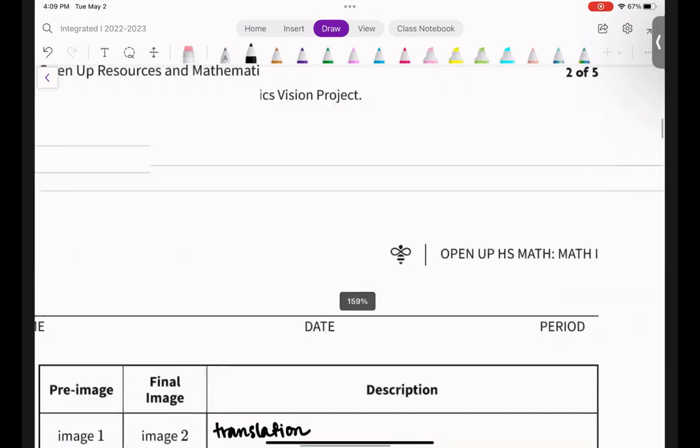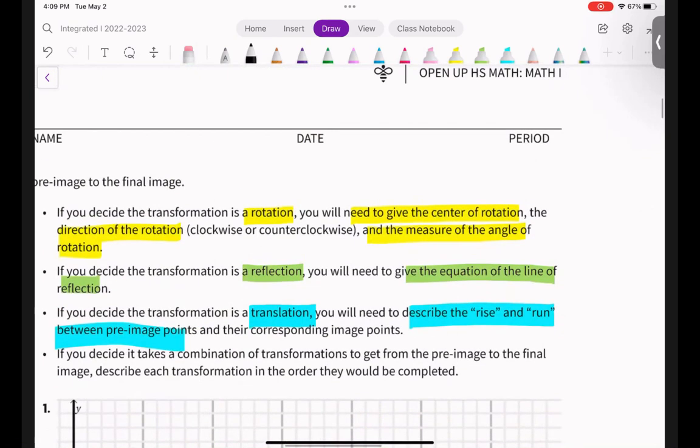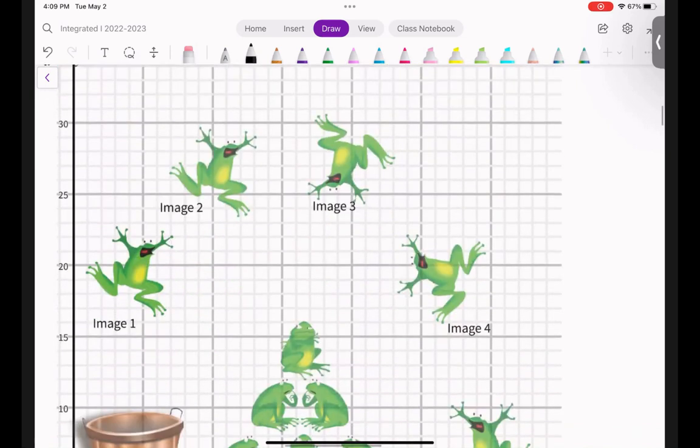Okay, and then it says we're going to have to figure out a couple of things. So if it's a translation, we'll have to describe the rise and the run between the two. So you're going to pick a pretty good point. I'm probably going to use this point right here, which is right under his hand. And I'm going to translate it to this guy, which again is right underneath his hand. I'm going to figure out how much he's going to go up and then how much he's going to go over, right? So let's see, 1, 2, 3, 4, 5, 6, 7, and then 1, 2, 3, 4, 5, 6.